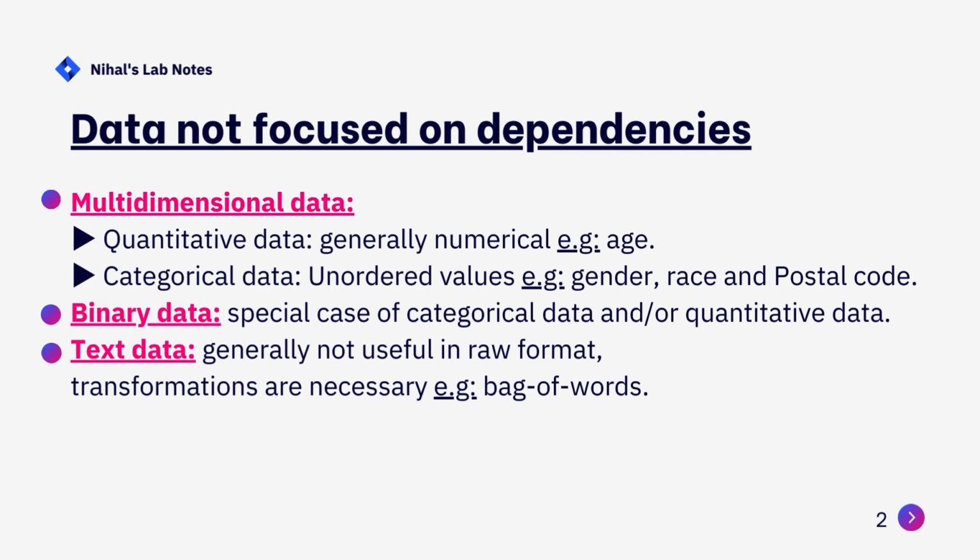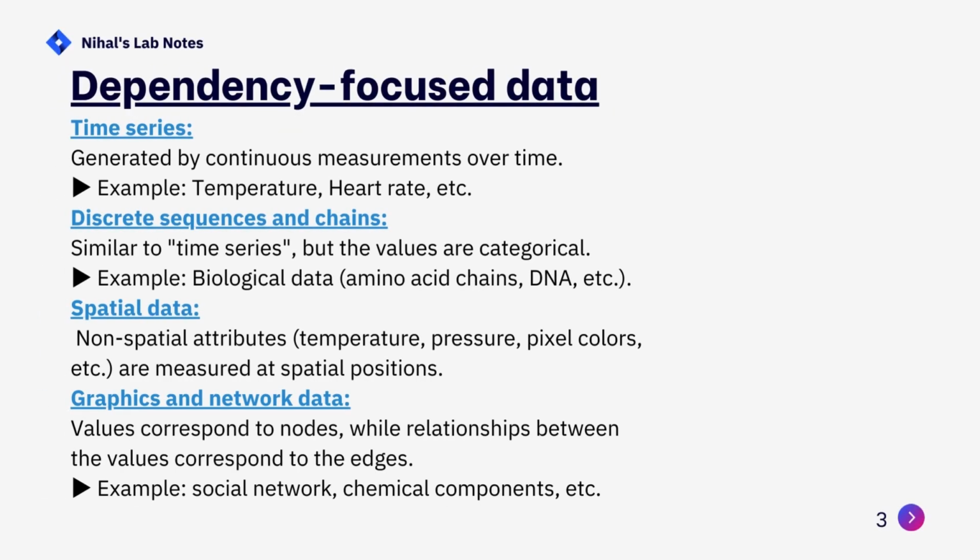For the third type, we have text data. Generally not useful in raw format. Transformations are necessary, for example, bag of words. Now let's see another type of data. It's dependency-focused data. We have time series, discrete sequences and chains, and spatial data, graph and network data.